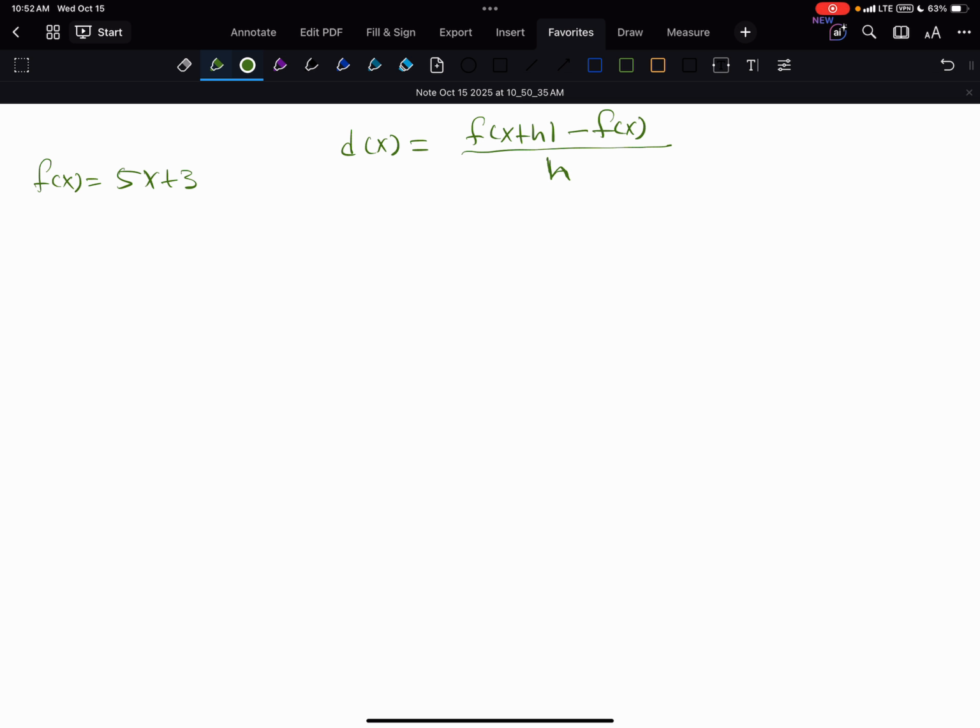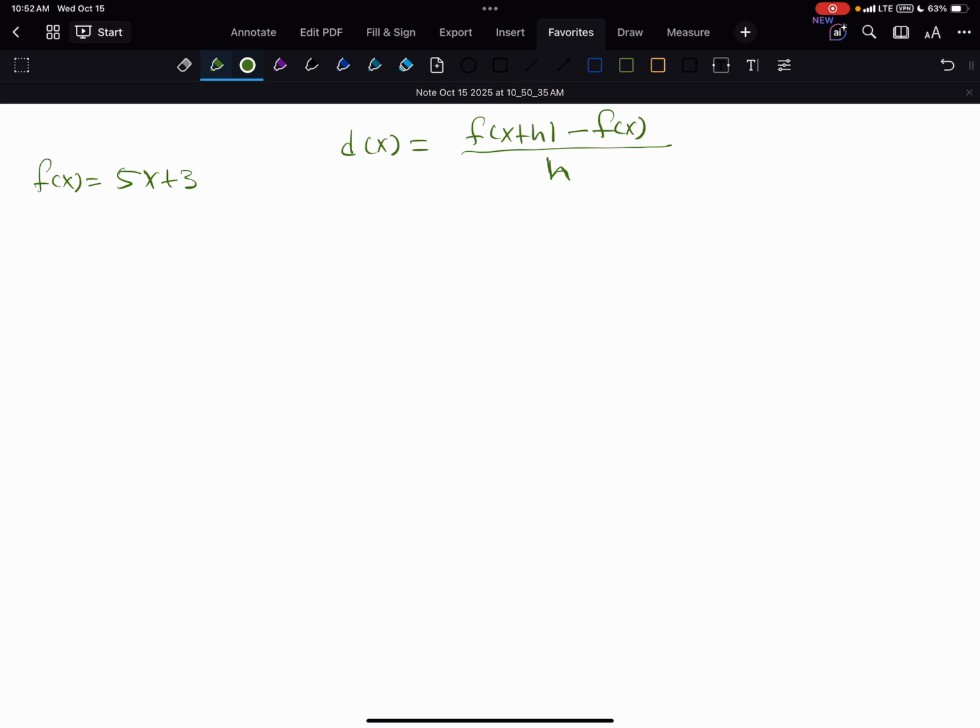And what am I doing? I'm taking my f of x value and I'm evaluating it at one x value, and I'm subtracting from that it evaluated at a different x value, and then I'm dividing it by a constant. So how can I do that?